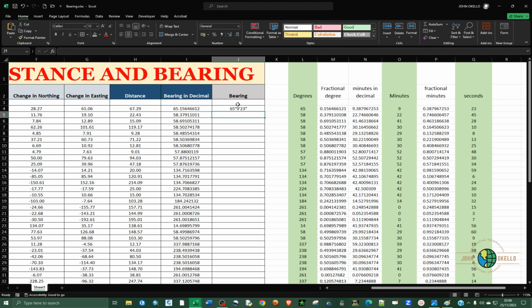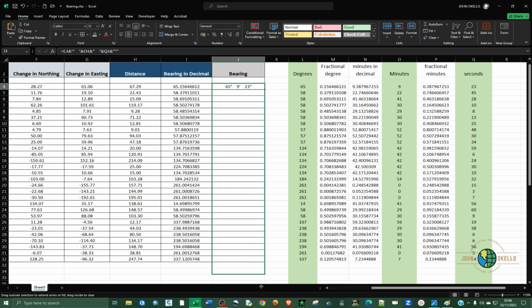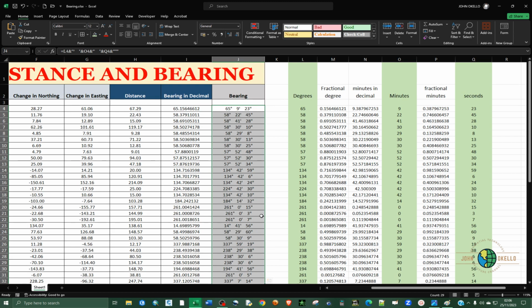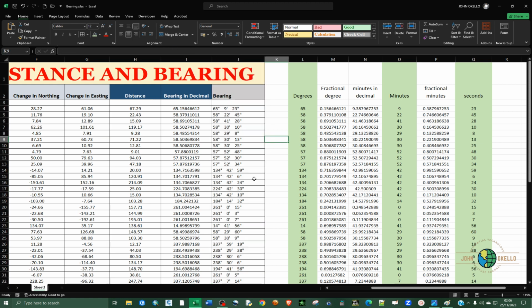Let's try that. Now we can see we have the values in degrees, minutes and seconds. This one is 65 degrees, 9 minutes and 23 seconds. Now let's add some spaces. Let's add something like 4 spaces, 1, 2, 3, 4, and on this again 1, 2, 3, 4, and then hit enter. We're going to copy down this formula, and you can see now we have the bearing and distance in degrees, minutes and seconds.